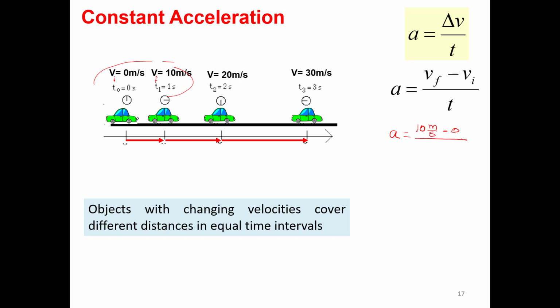0 divided by the time will be 1 second. And we know the acceleration will be 10 divided by 1, which is 10. And we know meters per second over second will be meters per second squared, as we did before. So the acceleration in the first segment is 10 meters per second squared. And if we calculate the acceleration for the other segments, we will get the same answer.